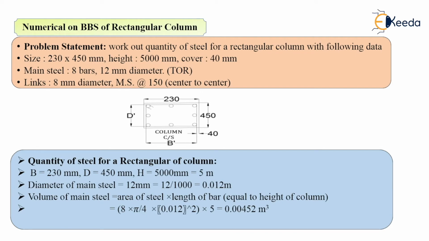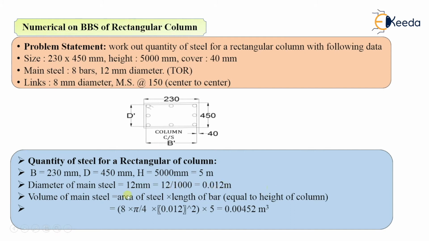See, first what I will do, I will write the given data, that is width of column is 230 mm, depth of column is 450 mm, height of column is 5000 mm, that is in meter it is 5 meter, or you can also convert these values. 230 mm, that is 0.23 meter, 450 mm depth, that is 0.45 meter. Then diameter of main steel is 12 mm, in meter it will be 0.012. I have divided it by 1000.